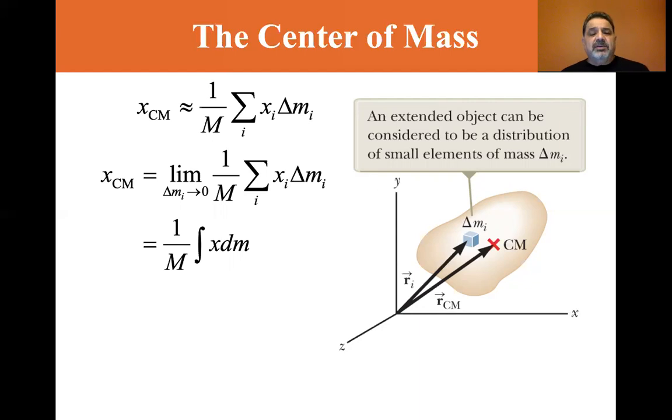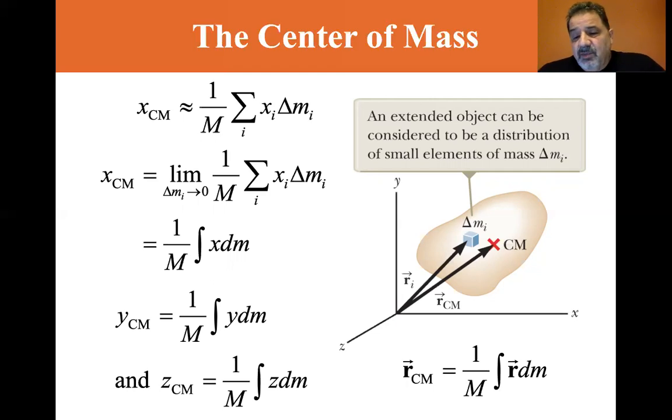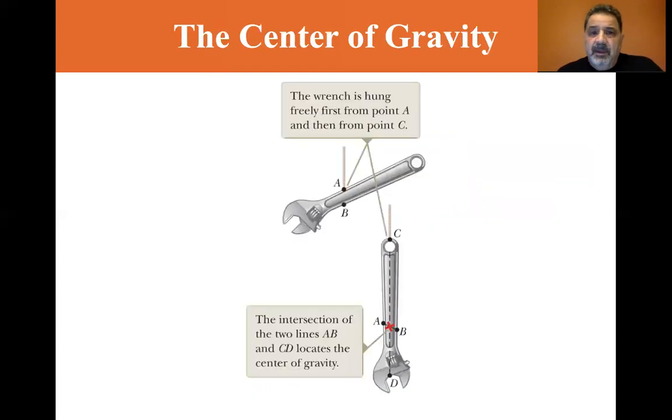Now, it's exactly equal to the limit as delta mi approaches 0 of 1 over M xi delta mi, or we can say the integral equals 1 over M times the integral of x dm. And in the y direction, it's 1 over M times the integral of y dm, and for the z center of mass, 1 over M times the integral of z dm. So the r vector center of mass is equal to 1 over M times the integral of r dm.